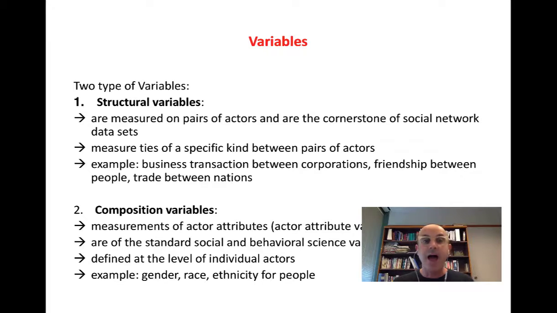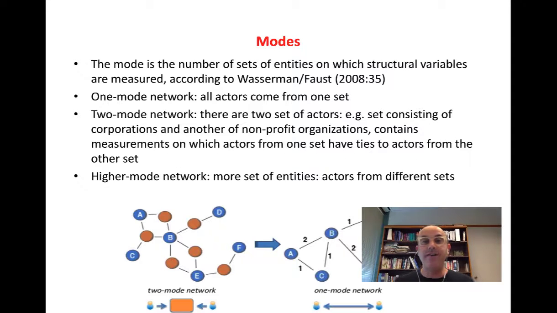The structural variables are measured on pairs of actors and are the core of the social network data set. They measure ties of a specific kind on pairs of actors. Composition variables are based on attributes that the actors all have, such as gender, race, and even education. All of them are part of our composition variables.